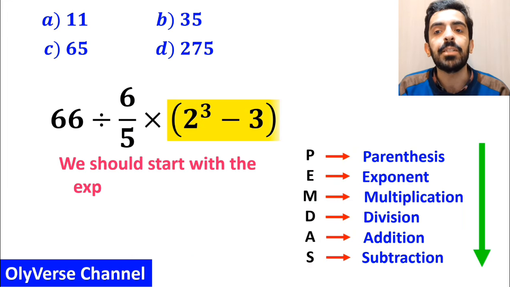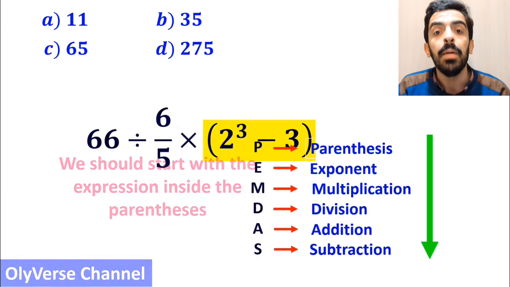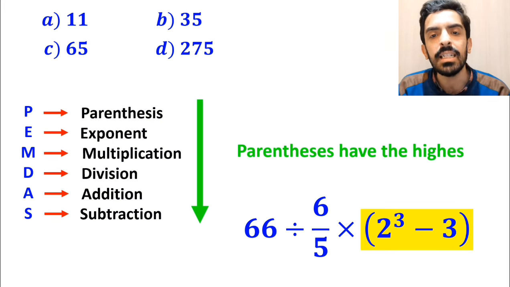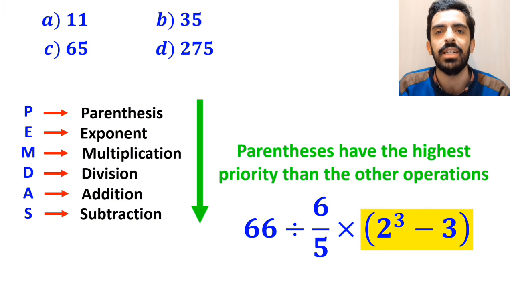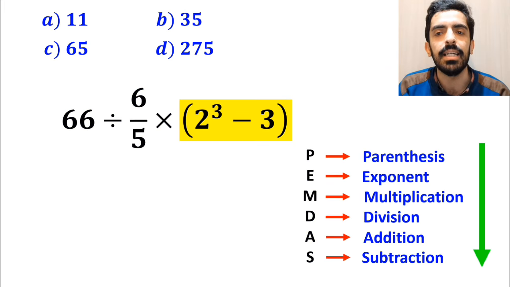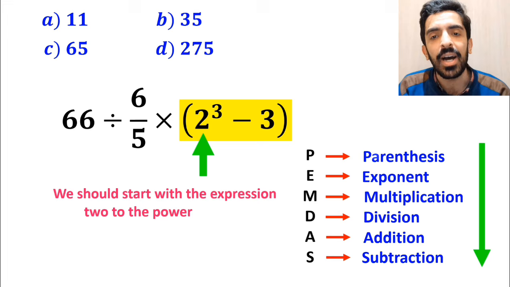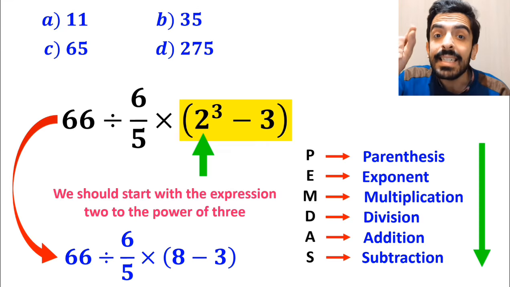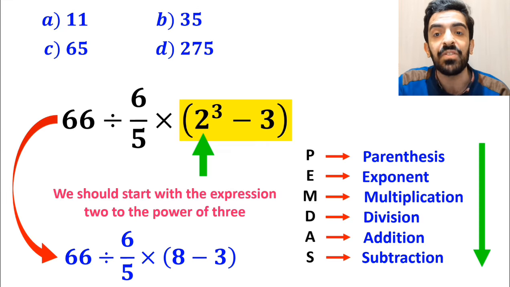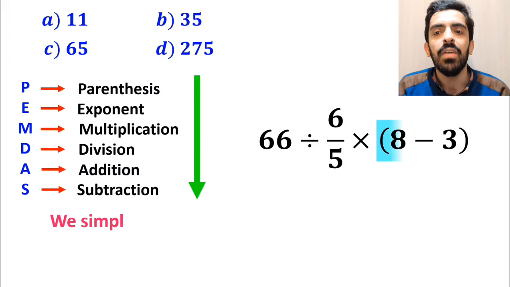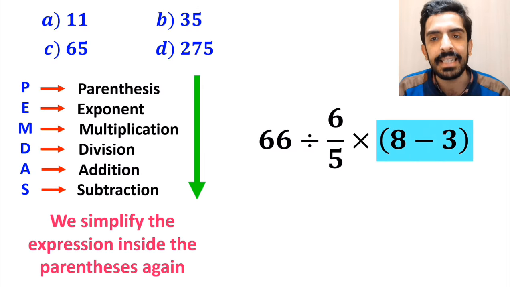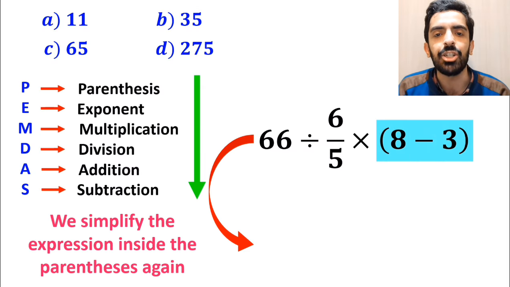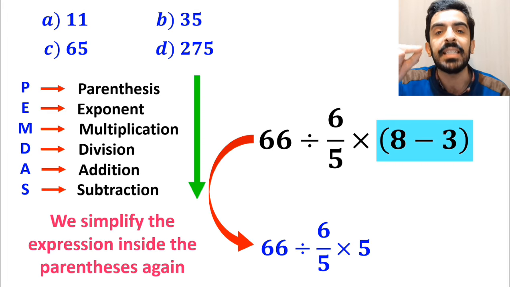So, we should start with the expression inside the parentheses first, because parentheses have higher priority than the other operations. And inside the parentheses, we should start with the expression 2 to the power of 3. So, instead of this expression, we can write 66 divided by 6 over 5 times 8 minus 3 inside the parentheses. And the next step, we simplify the expression inside the parentheses again. And instead of this expression, we can write 66 divided by 6 over 5 multiplied by 5.